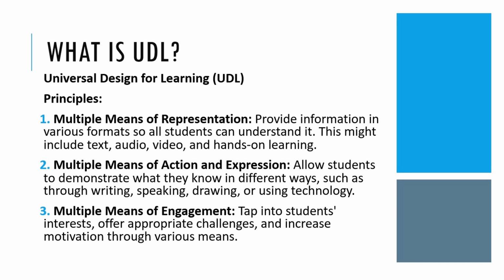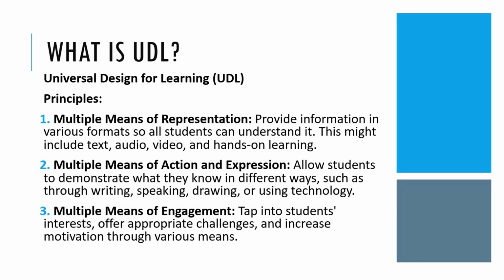Number 1, multiple means of representation. This principle addresses the what of learning. It involves providing information and content in various formats to ensure all students can understand and access the material. Examples include offering text, audio, video, and hands-on activities. Students perceive and comprehend information differently. Some may understand better through visual means, others through auditory, and others through kinesthetic activities.